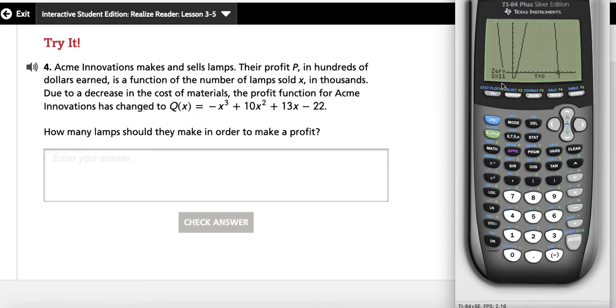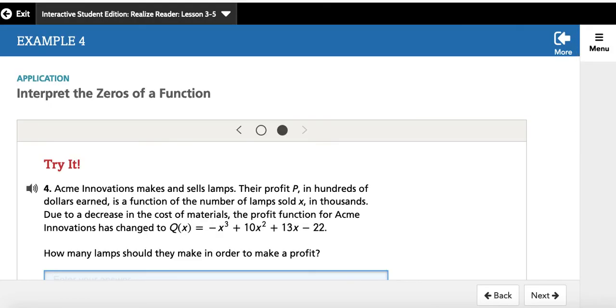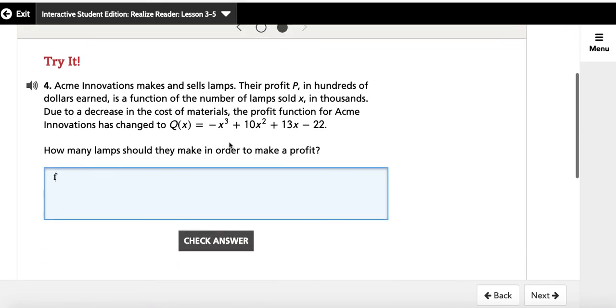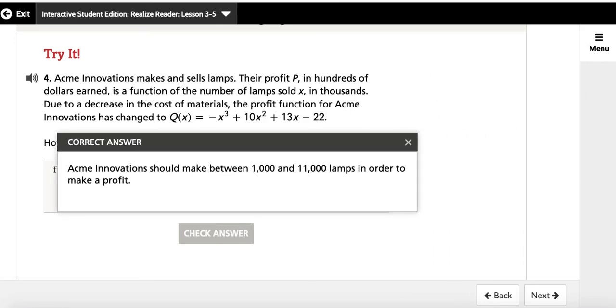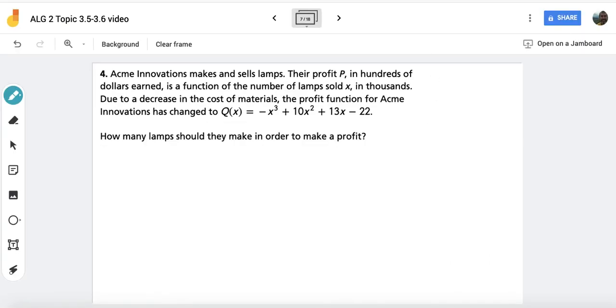So they need to sell between 1,000 and 11,000. What are they doing? Lamps? Lamps. Let's see what they wrote for an answer. Yep, 1 to 11,000.